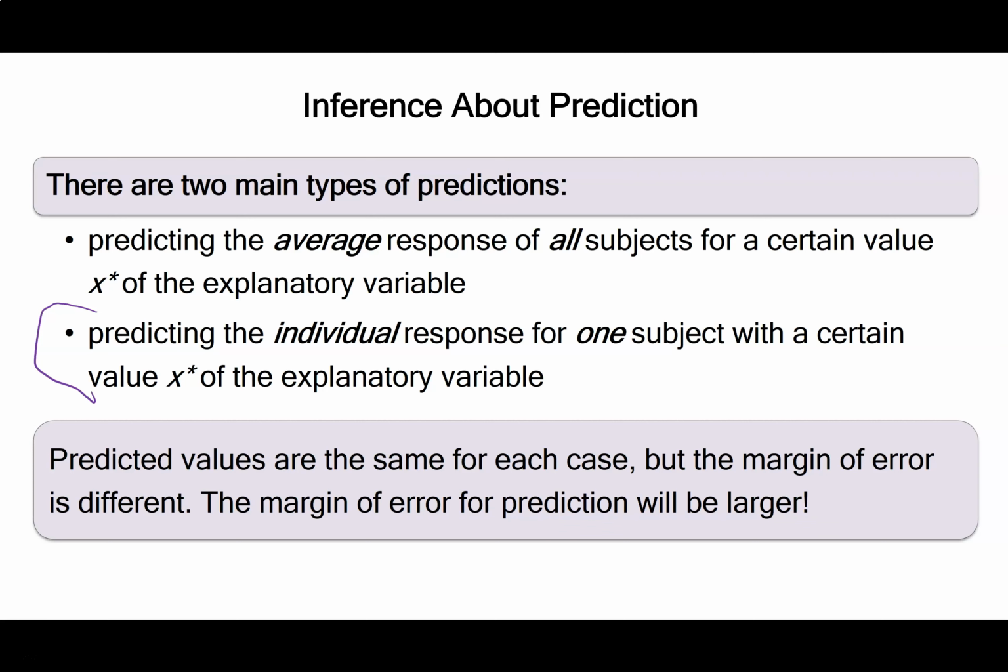Things to note: an average of all individuals is not going to fluctuate as much as just one individual. The GPA of one individual can fluctuate a lot more than the average for all of them. So the predicted value, where you're starting your point estimate, is going to be the same for both of them, but the margin of error, like how wide the interval gets, is going to be different. If you're making a prediction for just one new individual, it's going to be a much wider interval. So your margin of error will be larger.